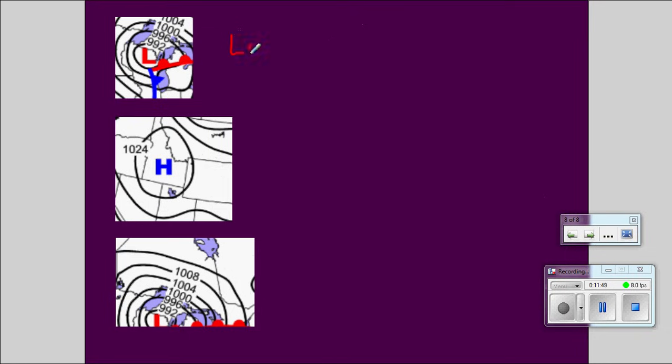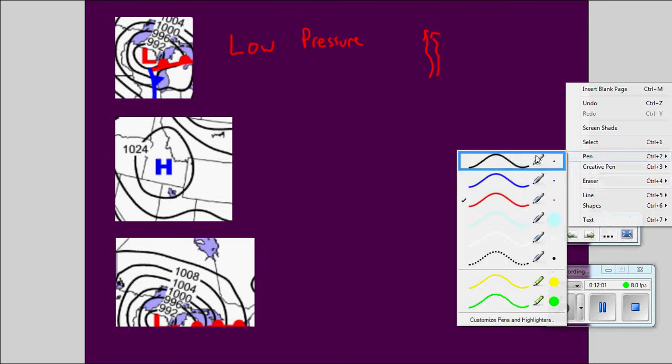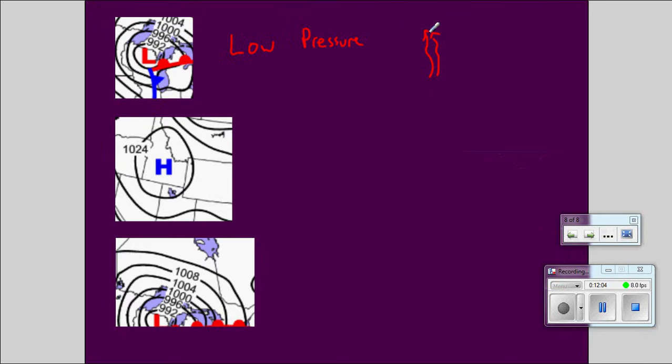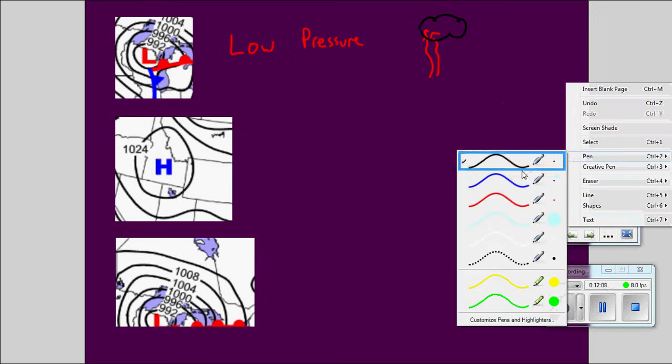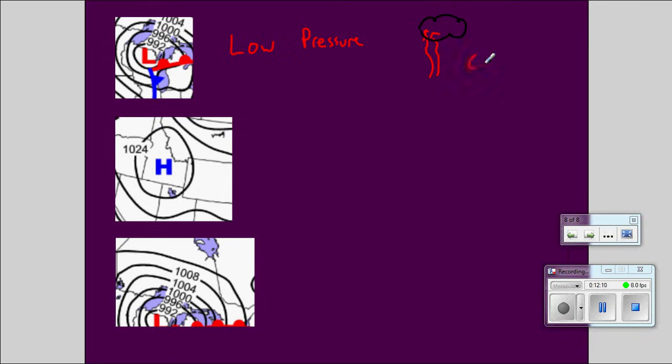Okay, the L stands for a low pressure area. A low pressure area is where warm air is rising, and we know that warm air carries moisture. We know that moisture will condense in the form of clouds. So low pressure is associated with cloudy skies and rain.